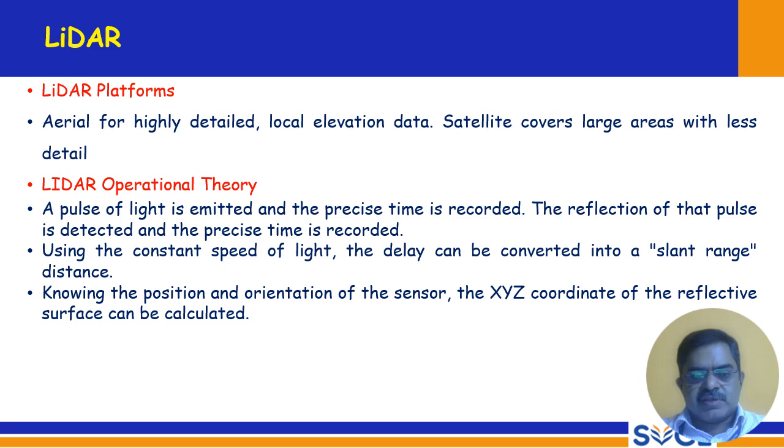Lidar operational theory: a pulse of light is emitted and the precise time is recorded. The reflection of that pulse is detected and the precise time is recorded. So the pulse is sent and the reflection is recorded. The time of reflection is also recorded. Using the constant speed of light, the delay can be converted into a slant range distance. Knowing the position and orientation of the sensor, the XYZ coordinates of the reflective surface can be calculated. So this is how Lidar works.